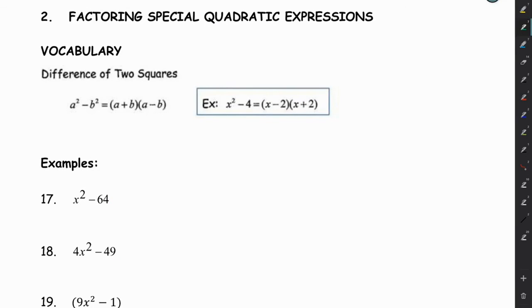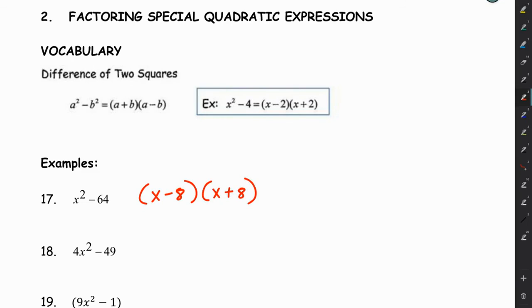Okay, so we have our last page here, factoring special quadratic expressions. Often you're going to see difference of two squares, and if you can recognize that, it's just going to save you a lot of time. So what it means is that you have a perfect square subtracting a perfect square. So we have an example here, x squared minus 4 equals x minus 2 times x plus 2. So if you can recognize that you have two perfect squares, you can use this method every time. This one would be x minus 8, x plus 8.